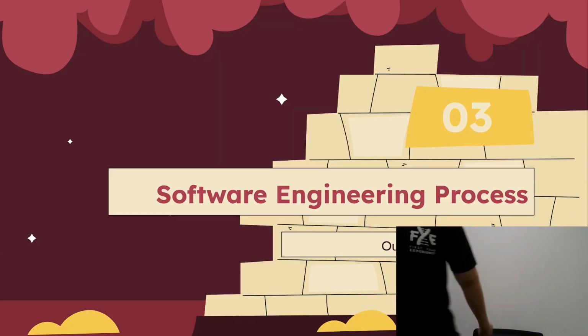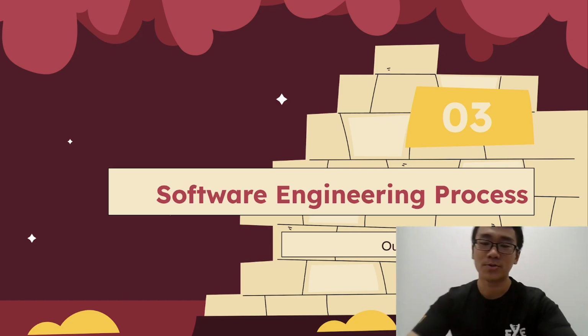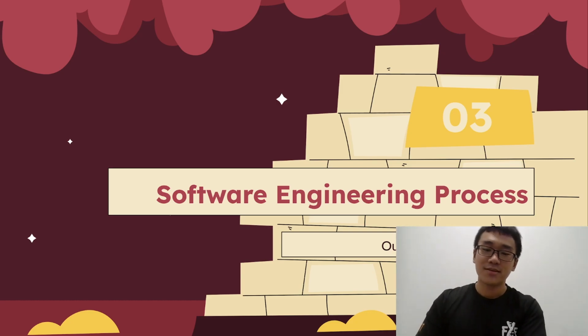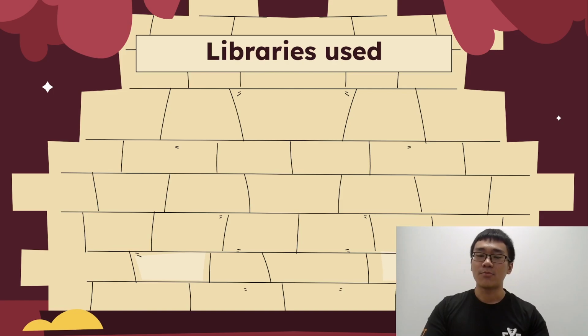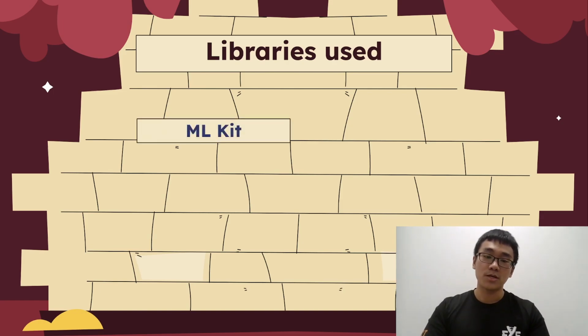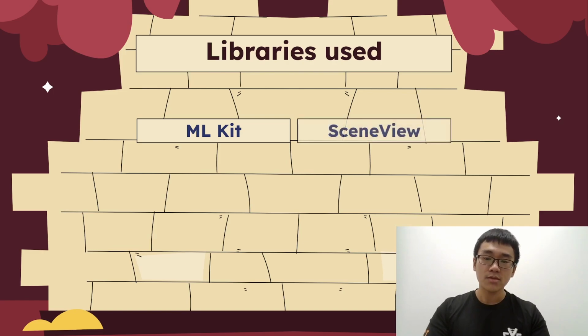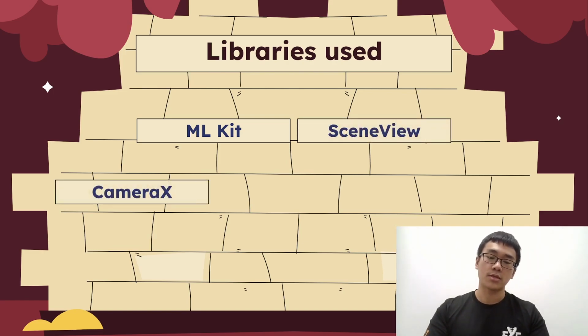So, thank you, Stephen. Next, I'll be talking about software engineering process. So first, we'll be talking about some of the libraries we'll be using. So first will be MLKit. MLKit is used for our pose detection for our game. SceneView to render our game. CameraX, which is Android's default camera handling, which allows for permissions for cameras.